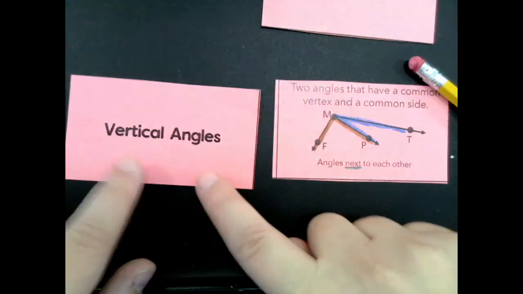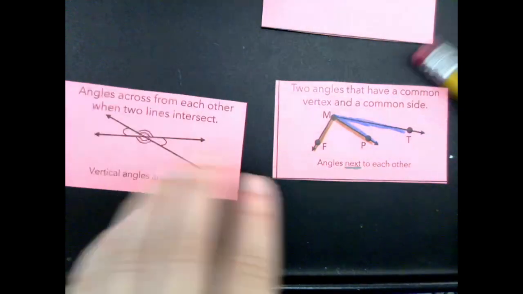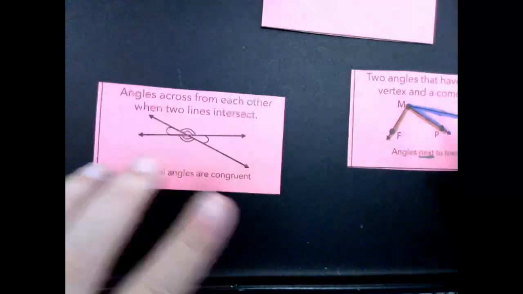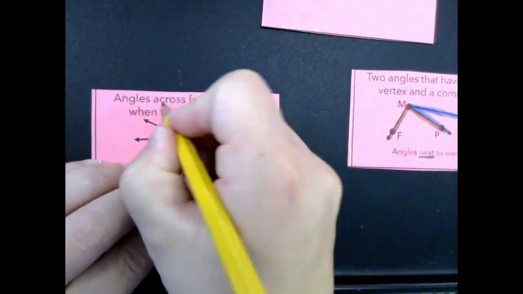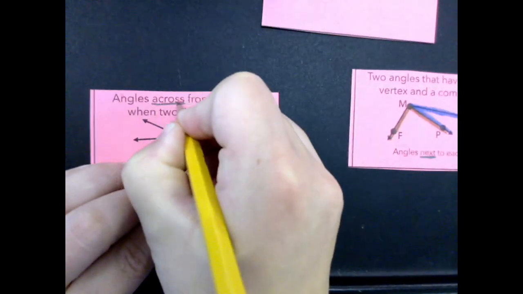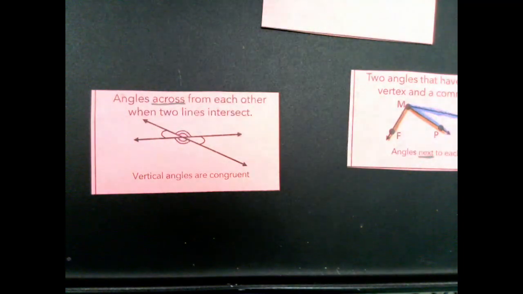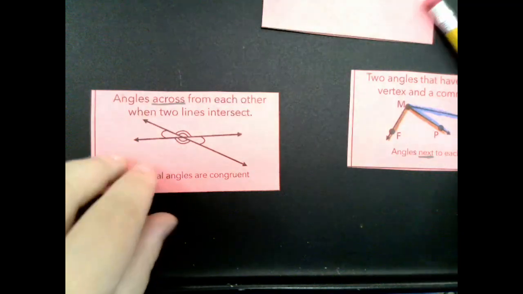So we're going to flip this one over, vertical angles. Are angles that are across from each other. We're going to underline that word across. Angles across from each other when two lines intersect. So we're on vertical angles if you haven't found that card yet.